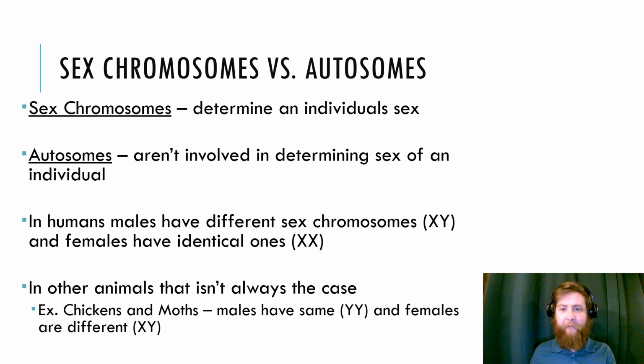So there's some difference between the sex chromosomes and the other chromosomes, which we call the autosomes. The sex chromosomes determine an individual's sex. Autosomes aren't involved in the determination of sex. They are the ones that carry genes that aren't sex related. In human males, they have different sex chromosomes, XY, and females have identical ones in humans, which are XX. Other animals aren't always the same. In animals such as chickens and moths, the males have the same chromosome, which is YY, and the females have different chromosomes, an XY. So it depends on whichever species and group of animals you're looking at.